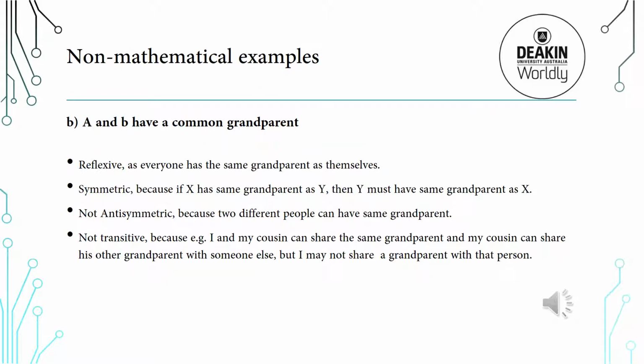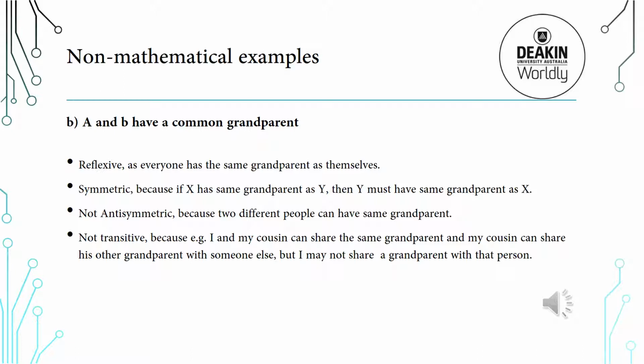The second relation says A and B have a common grandparent. This relation is reflexive as everyone has the same grandparent as themselves. It's also symmetric because if X has the same grandparent as Y, then Y must have the same grandparent as X. But it's not antisymmetric because two different people can have the same grandparents.